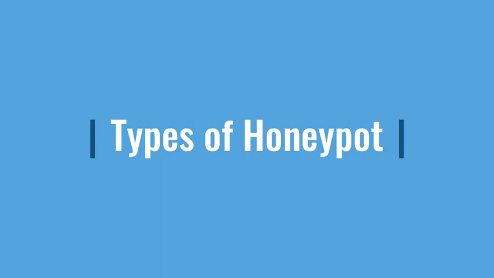There are 5 main categories of honeypot: a production honeypot, a research honeypot, pure honeypots, high interaction honeypots, and low interaction honeypots. And over the next few slides we're going to take a look at each of those in turn.